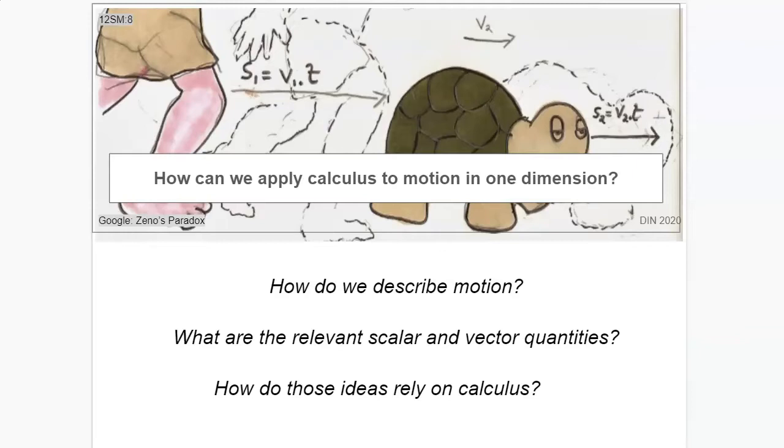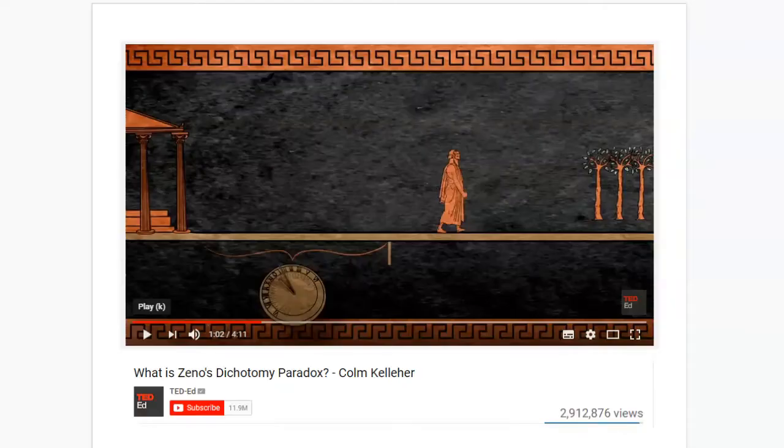So the first thing I want you to think about really are the related questions below on the screen there. Like, what is motion? How does it actually work? What are the relevant quantities that we're concerned with? And how do those ideas rely on calculus? And to get you thinking about that, I've included a link to just a really quick 4-minute video all about a paradox you might have heard before, Zeno's paradox. So what I'd like you to do is pause this video now and watch the TED video if you haven't already done so.